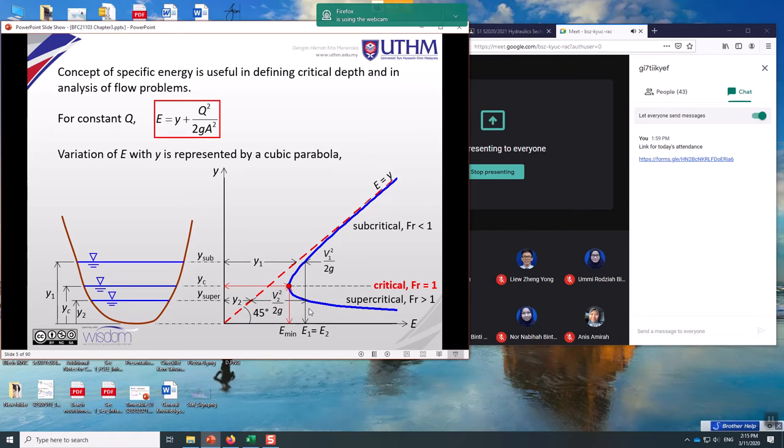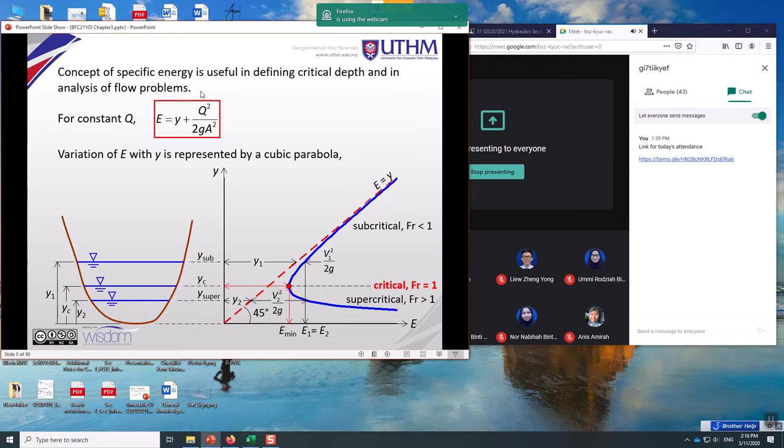Now, at any point after the E min, if you look at the x-axis, you have E min, you have E1 equals E2. After E min there is only one point or one depth. For a particular specific energy, you only have one depth, which is Yc. But for the other specific energies, you have two depths. One is the depth in supercritical flow, and the other is the depth in subcritical flow.